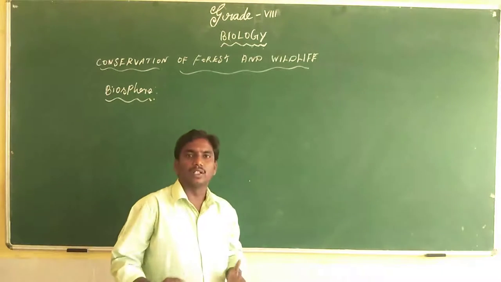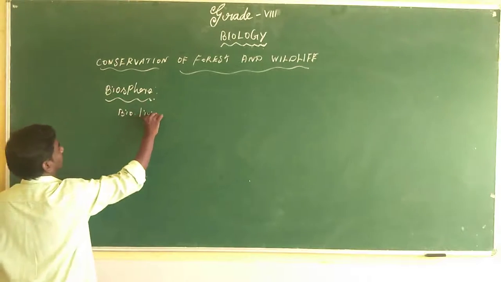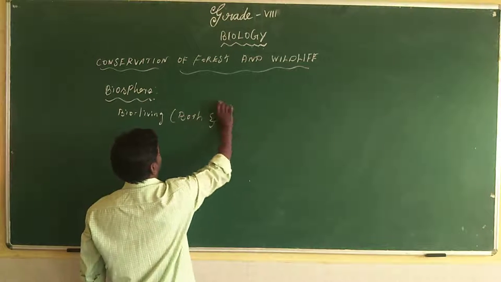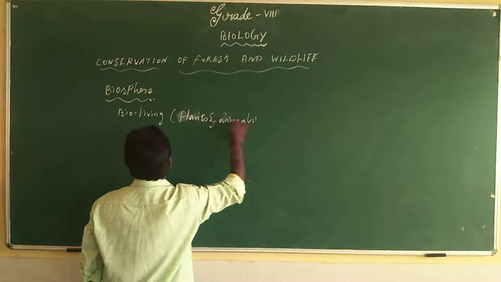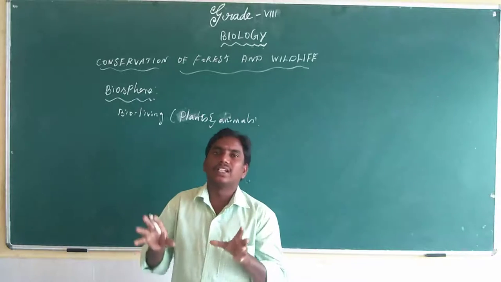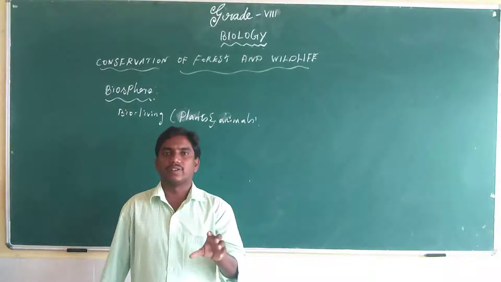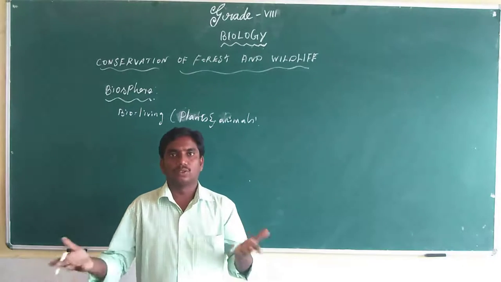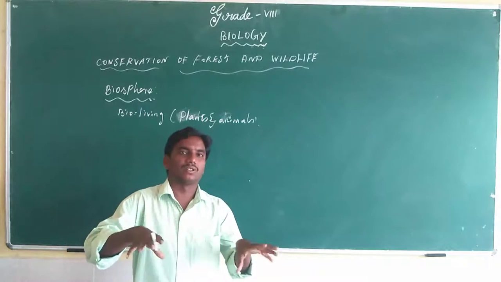What is the meaning of biosphere? Bio means living, that is, both plants and animals. The biosphere means the living organisms that can survive on the earth, supporting life. Both the plants and animals can exist in our life on the earth surface.